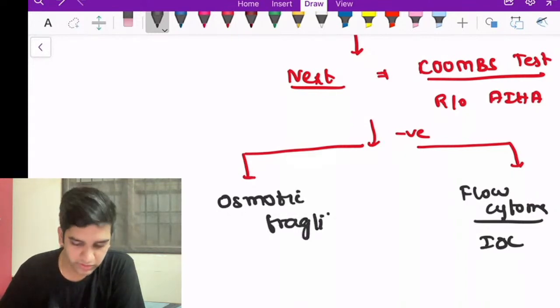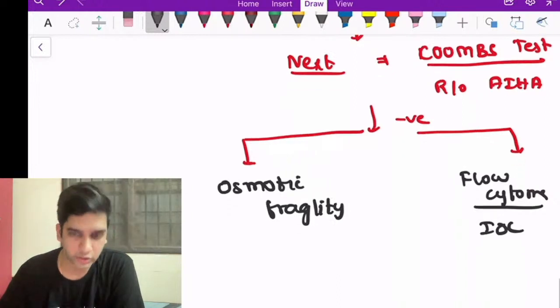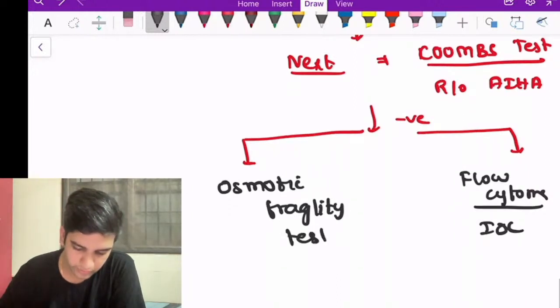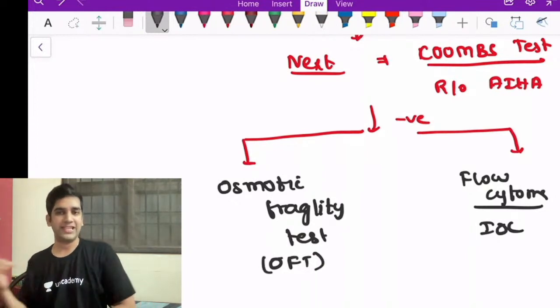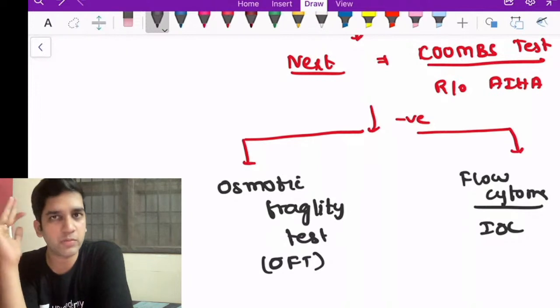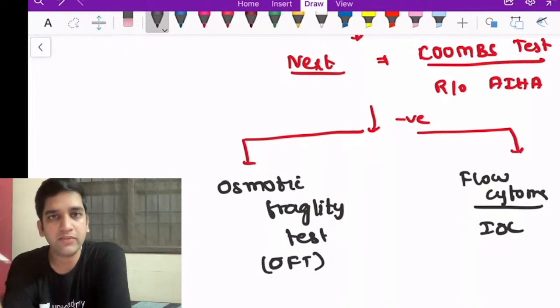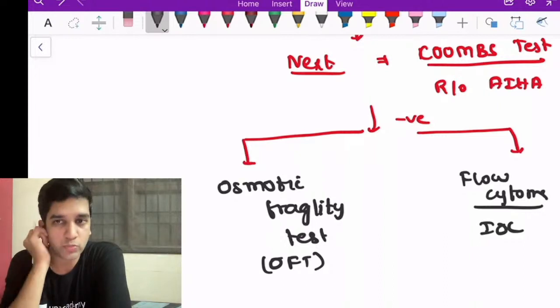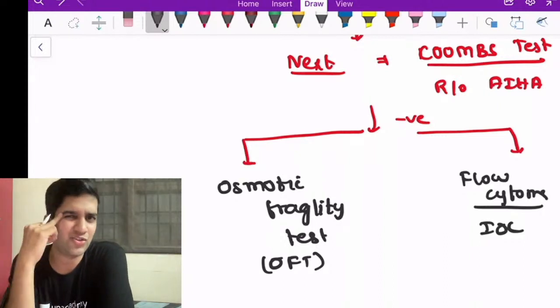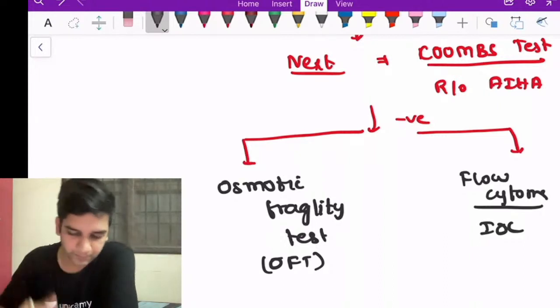So you look at the osmotic fragility test and I'll say why it is not required. OFT, and we have something called the incubated osmotic fragility test. Both of them are not required for management of a patient. I go for flow cytometry directly if Coombs is negative, if I want to prove hereditary spherocytosis. So we look at the osmotic fragility test. You yourself will say that it's a test which is not required for me, fine.